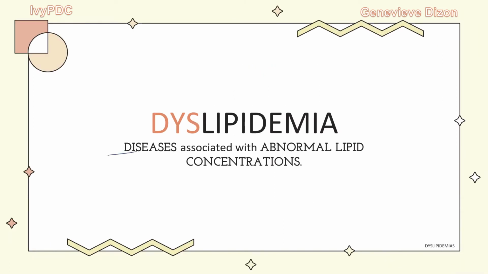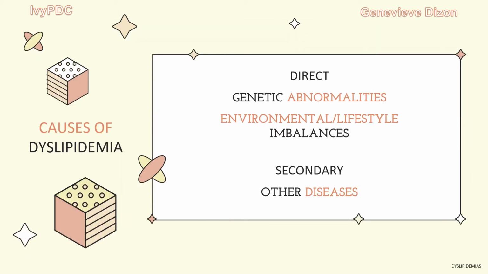Dyslipidemias are diseases associated with abnormal lipid concentrations. And when we say abnormal, these are the unhealthy levels or unhealthy concentrations of the different lipids or fats in the blood. Dyslipidemia may be a direct disease or a secondary disease. Direct dyslipidemias are mainly caused by genetic abnormalities or may even be from the environmental or lifestyle imbalance of the individual. Secondary dyslipidemias may be caused by other diseases like diabetes and obesity.